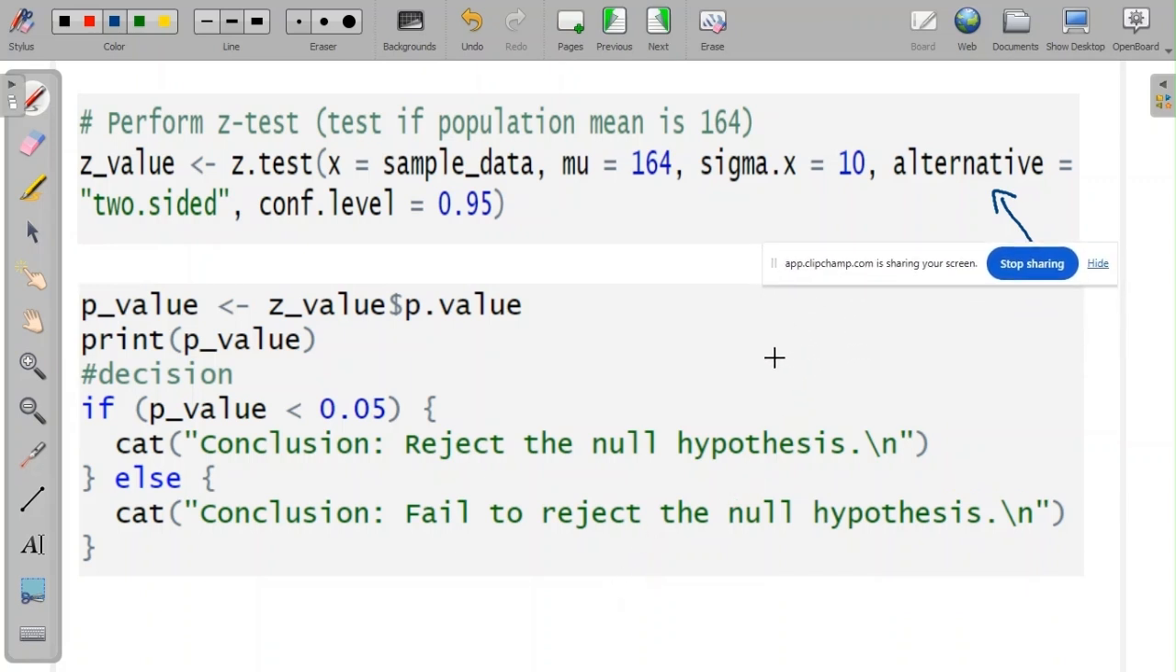So this function z.test calculates the z-value, and the corresponding p-value is calculated in the next step. z$p.value returns the p-value corresponding to the test statistic. And then we define the algorithm to decide whether to accept or reject the null hypothesis. Like we discussed before, if the p-value is less than alpha, we reject, otherwise we accept.